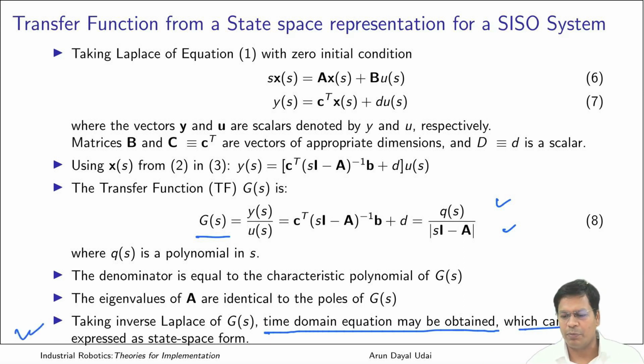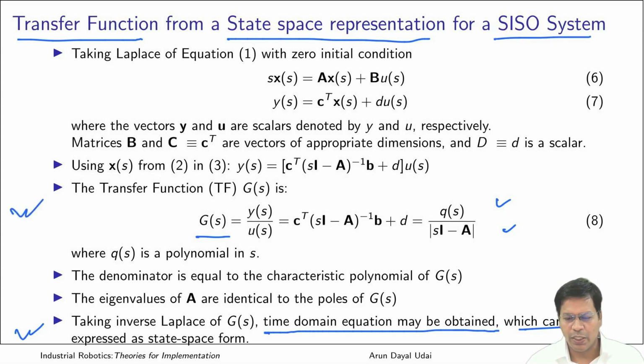So if you know the time domain equation, you can convert it to the differential equation and express them by proper substitution to state space form. So both ways you can do. You can get the transfer function from the state space representation, or you can do otherwise also, right? So both are equally helpful, at least in a SISO system it goes like this.